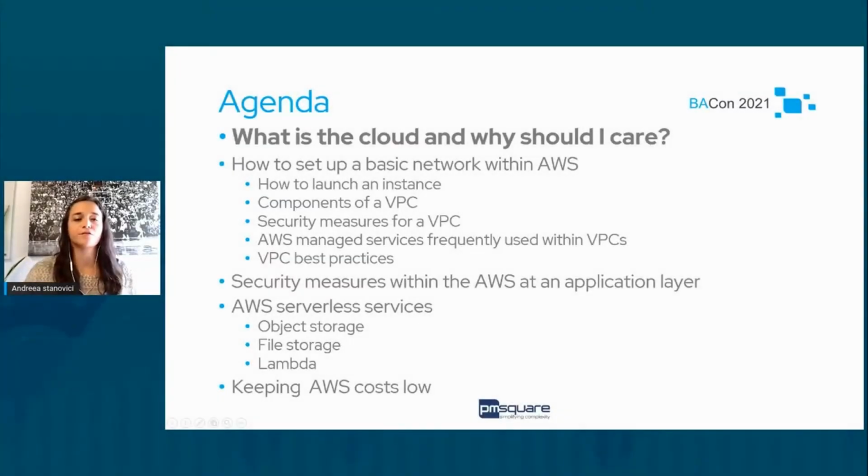So just a basic overview of what we're going to be talking about: what the cloud is and why it's important. We're going to talk about how to set up a basic network within AWS. That encompasses how to launch an instance, different components of a VPC, security measures you should take when configuring your VPC, different AWS managed services that are frequently used within VPCs, and VPC best practices.